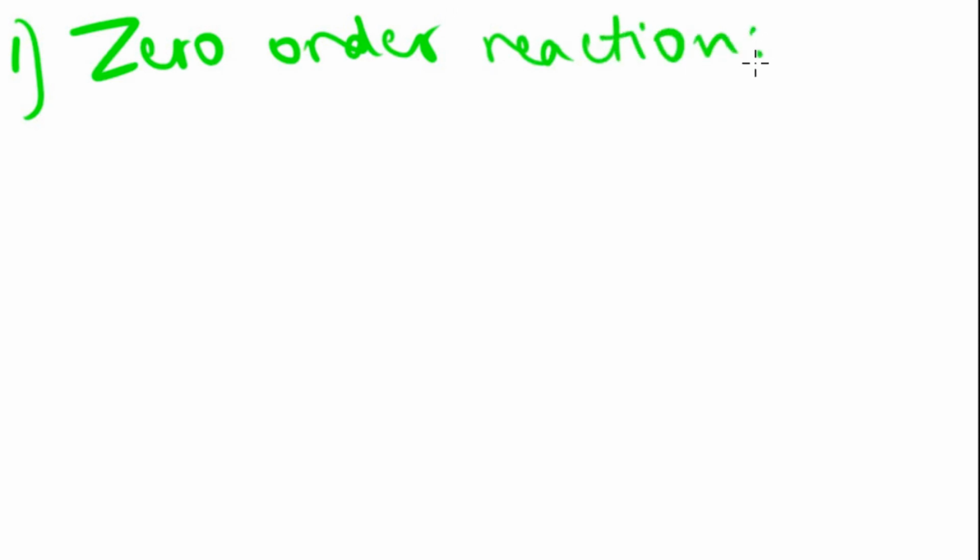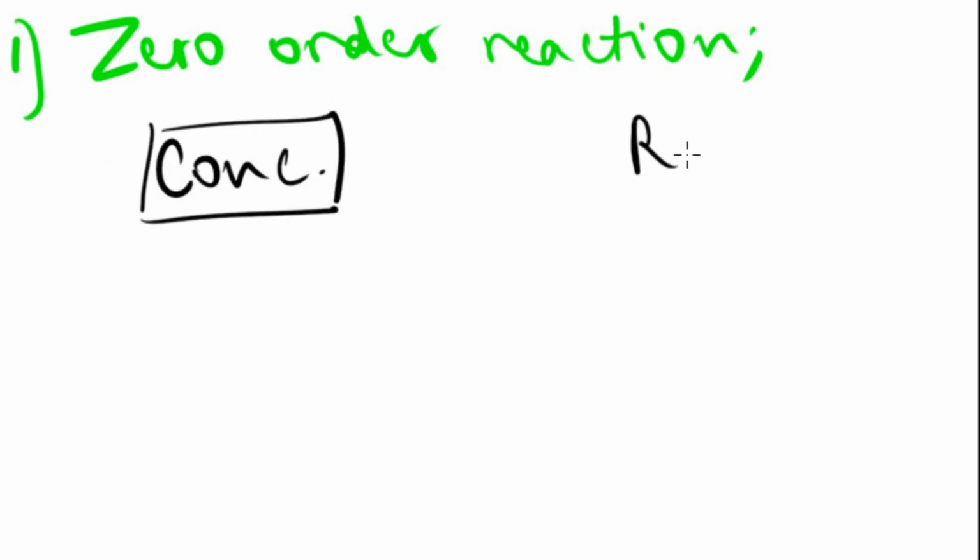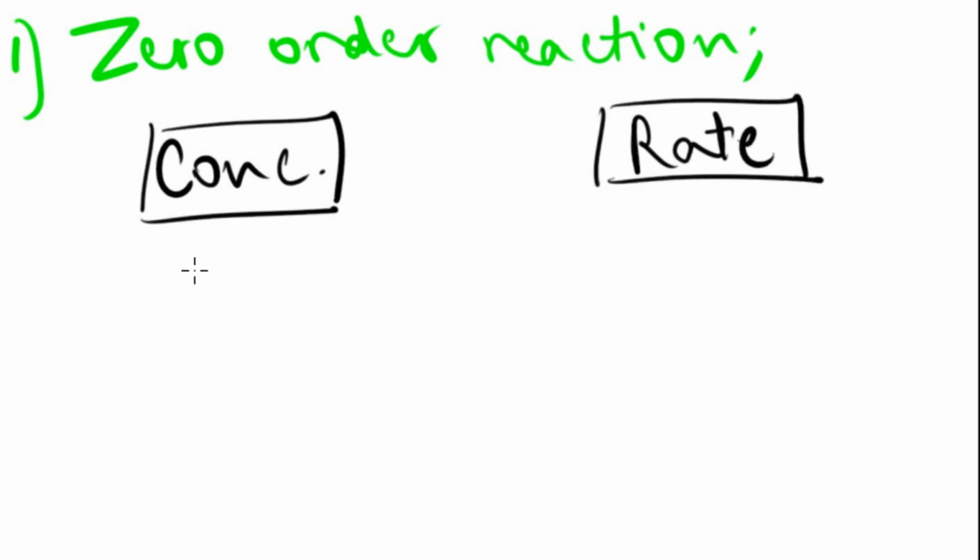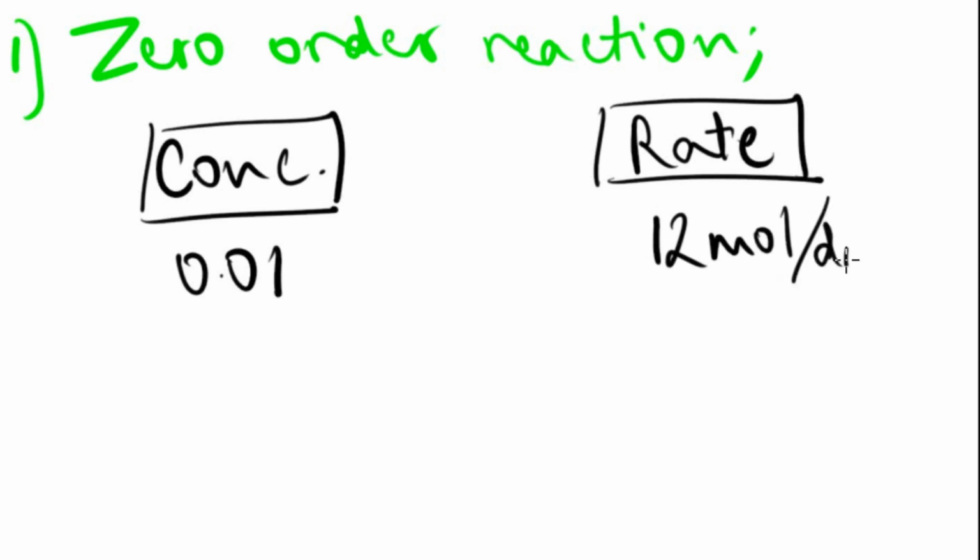Now let's speak about each of them individually, starting with zero order of reaction. When we speak about order, we're interested in what changes in the concentration of the reactant will do to the rate of the reaction. So we have a concentration of a reactant, let's say X, and it is 0.01. And the rate is, let's say, 12 moles per dm cubed per second. That is the unit for rate.